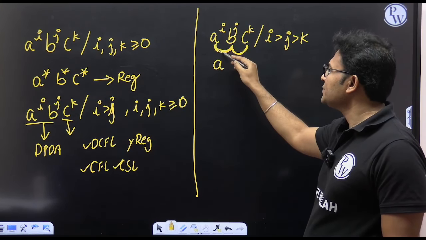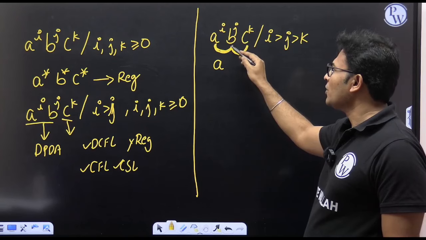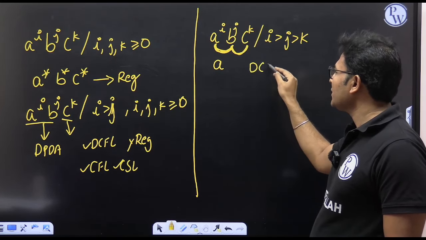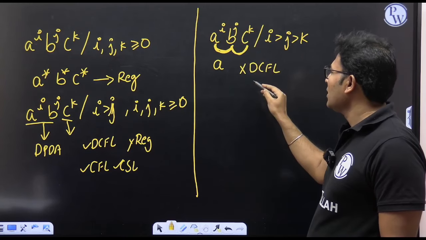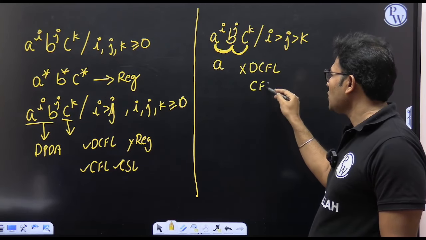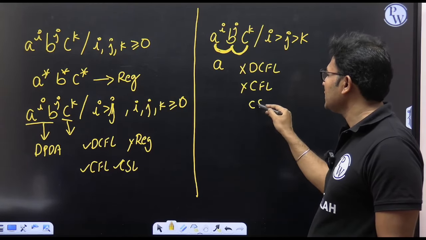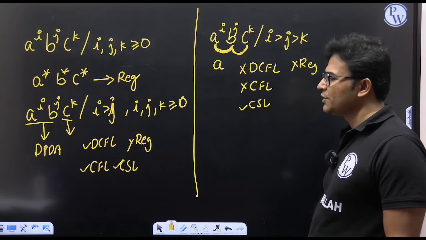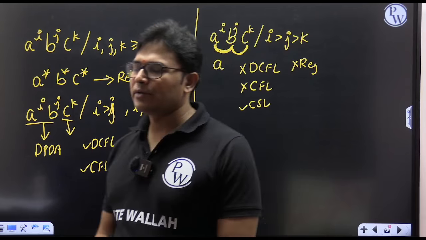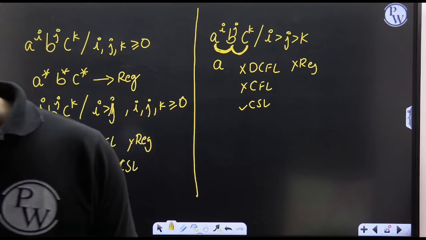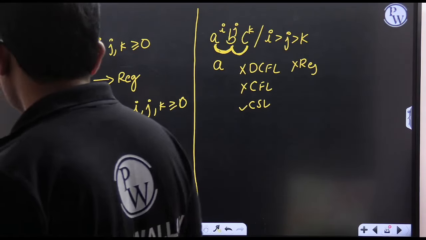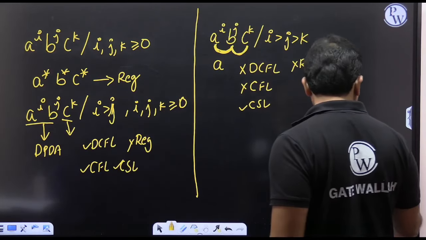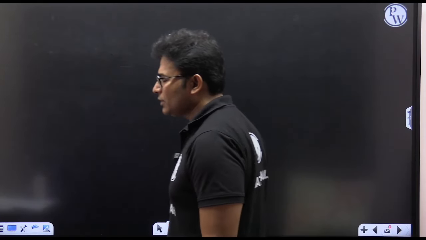Once you compare A's with B's, A's and B's will be over. There will be nothing to compare with C's. Therefore, a deterministic context-free language cannot do it, and a context-free language also cannot do it, but CSL can do it, right? And definitely this is not regular. So we will see the next question.